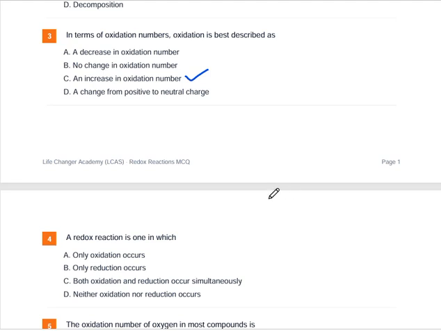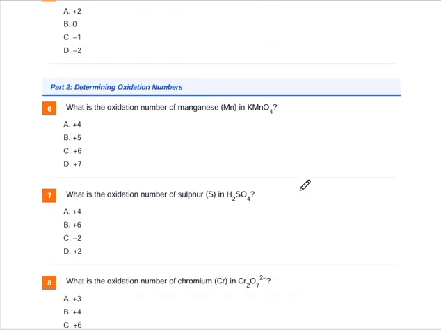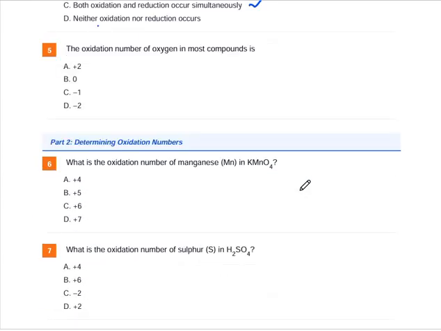So number 4 here says a redox reaction is one in which, A says only oxidation occurs, B says only reduction occurs, C says both oxidation and reduction occur simultaneously, D says neither oxidation nor reduction occurs. The answer is C, both oxidation and reduction occur simultaneously.